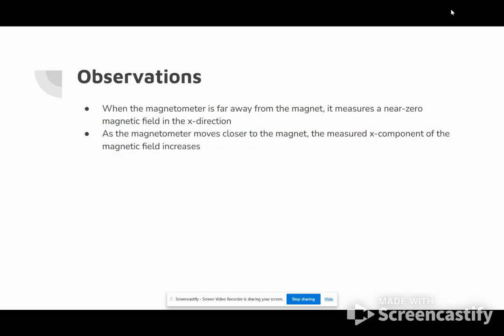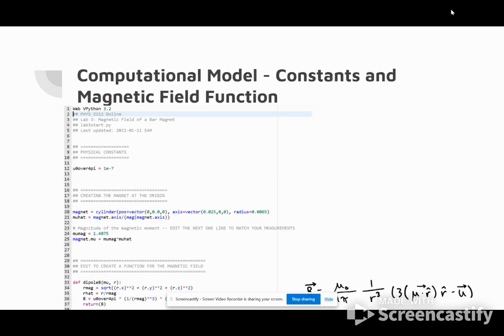Some of our observations were that when the magnetometer is far away from the magnet, it measures a near zero magnetic field in the x direction. As the magnetometer moves closer to the magnet, the measured x component of the magnetic field increases.